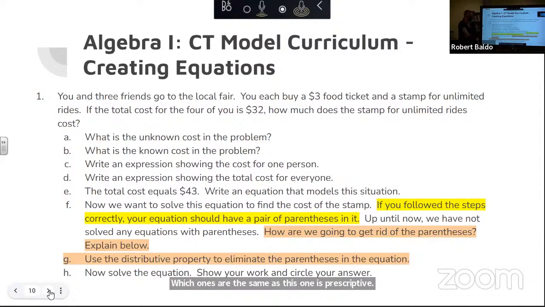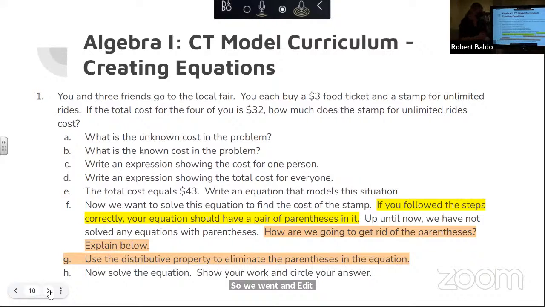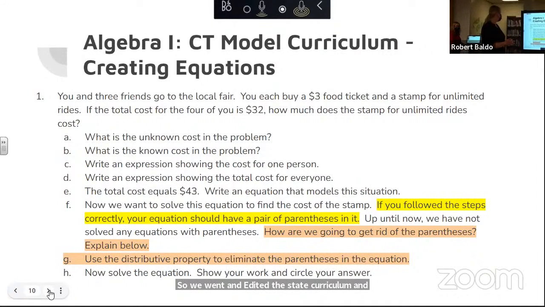It holds their hand and walks them through the problem instead of letting them struggle with it. And there shouldn't be much struggle for that. So it was a little too scaffolded. As teachers, we would delete all this or even take away the question, and say, what do you think the problem's going to ask for? So we went and edited the state curriculum and supplemented as we needed.